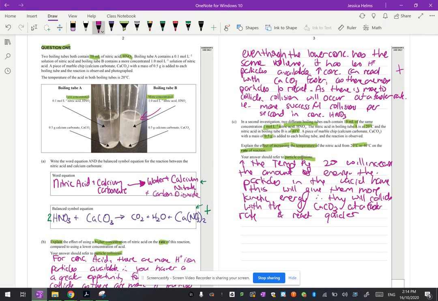Okay, therefore, by increasing the temperature, more successful collisions per second will occur, and the 40-degree reaction will happen faster.